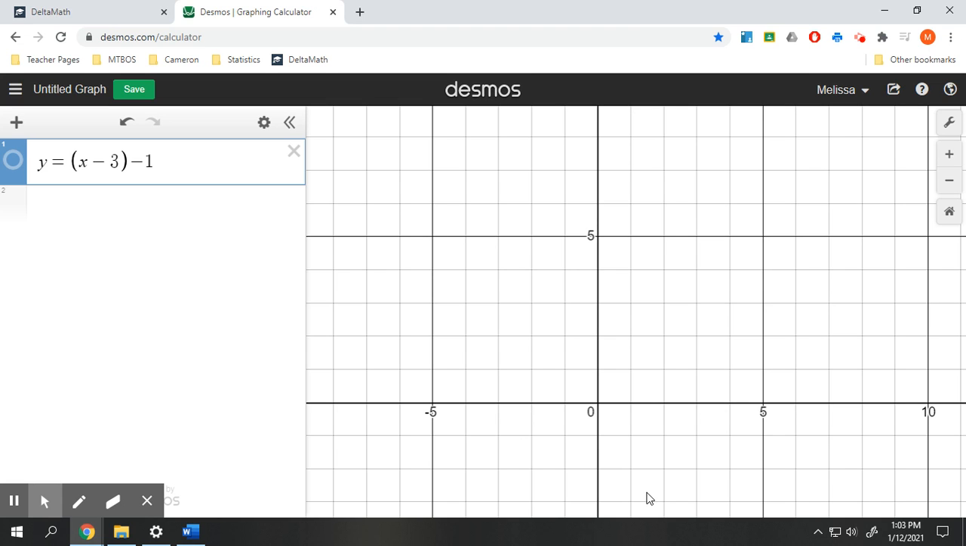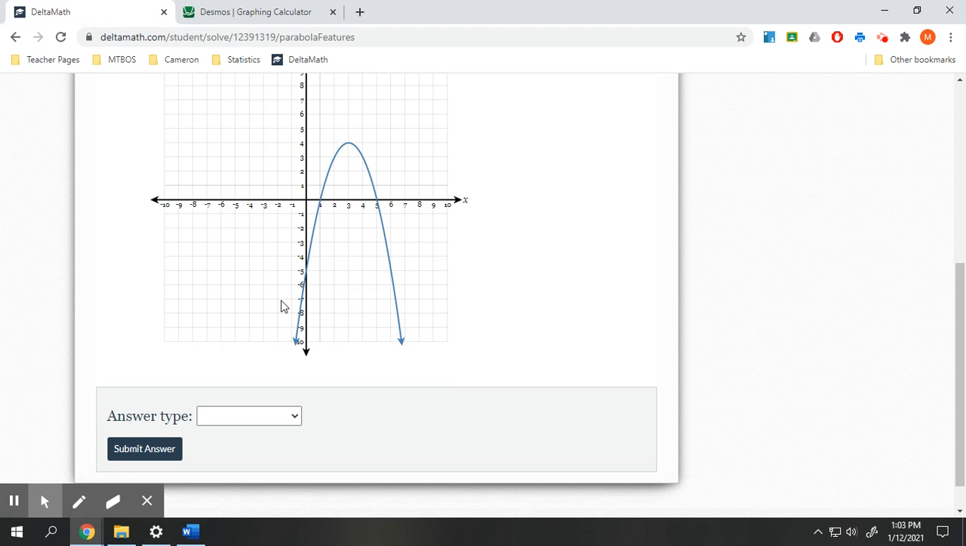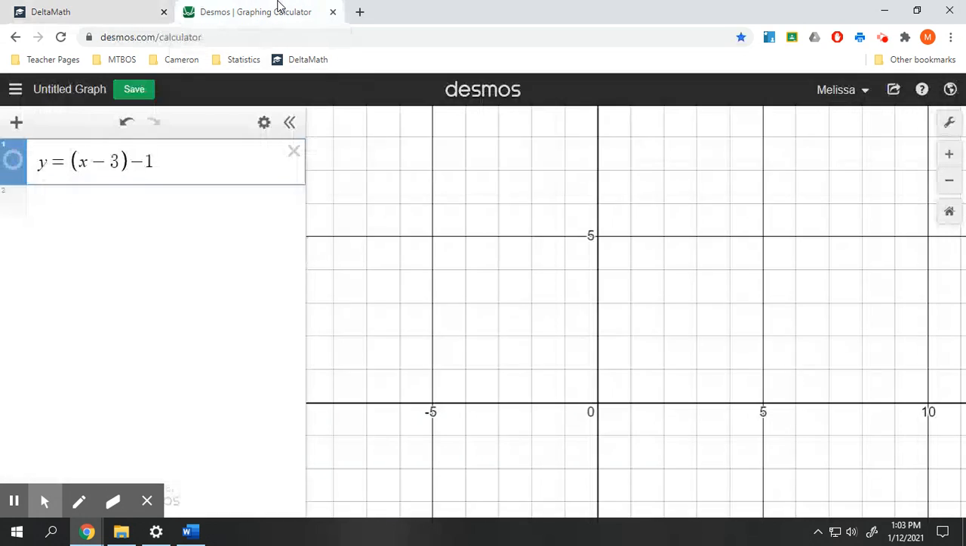Hello, today we are going to be starting Unit 7 over quadratic functions. So this is going to be all about graphing parabolas and their features and what we can take from each form of a quadratic function. So I have an equation or a function here. We have y equals, and then in parentheses, x minus 3, minus 1.